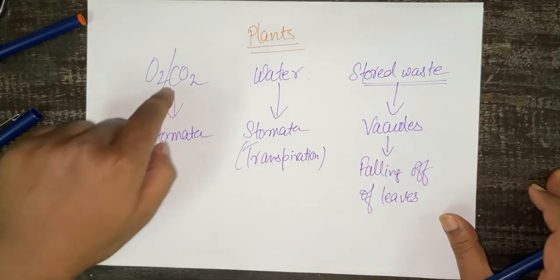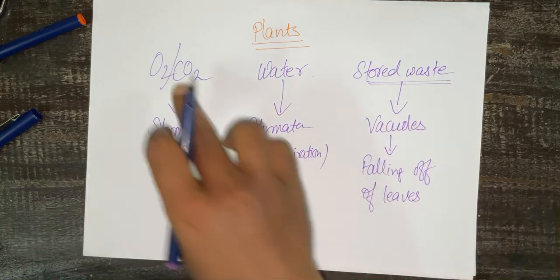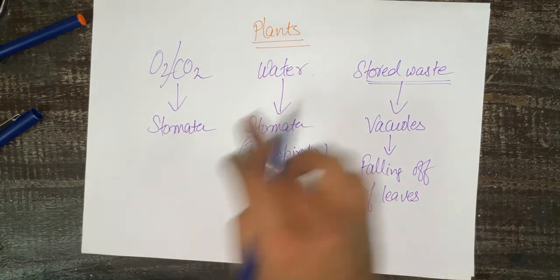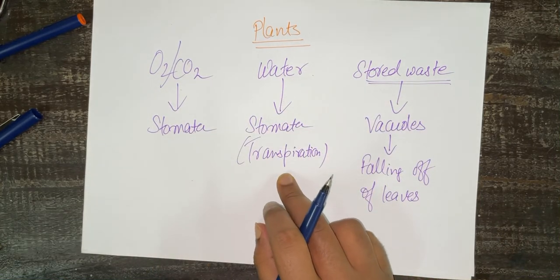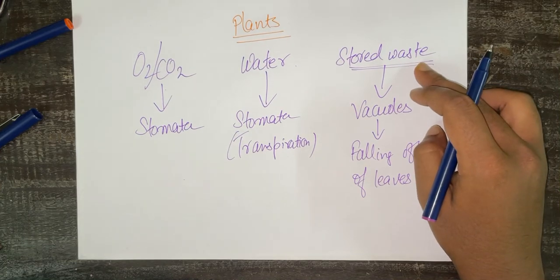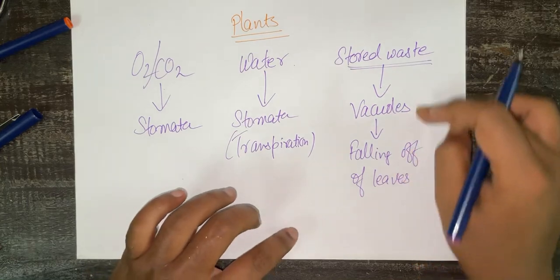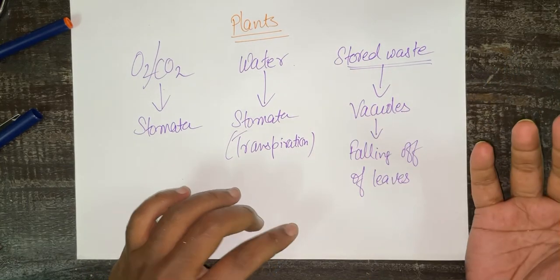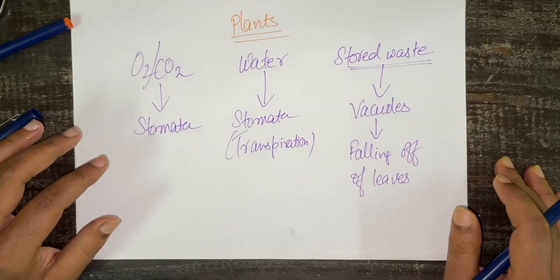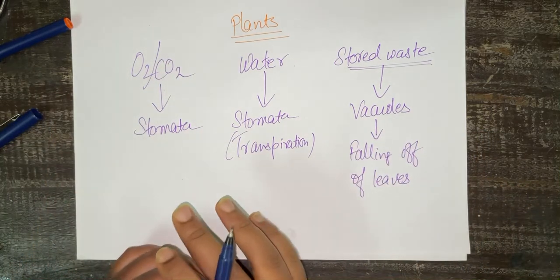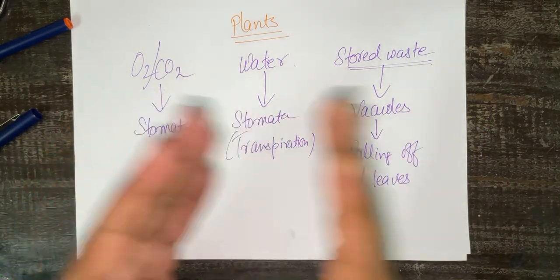So three types of excretion take place here: oxygen and carbon dioxide through the stomata, water through stomata, a process called transpiration, and ultimately the waste products or toxic products produced in the plant are stored in the vacuoles of the cells, and the leaves containing these vacuoles will fall off from the plant, so that the waste product is removed from the plant body. So that is how excretion takes place in both human beings and in plants.